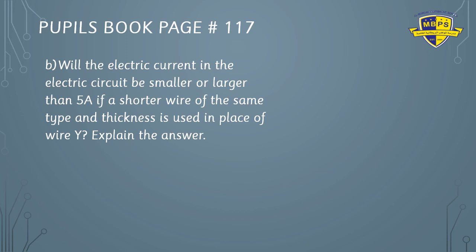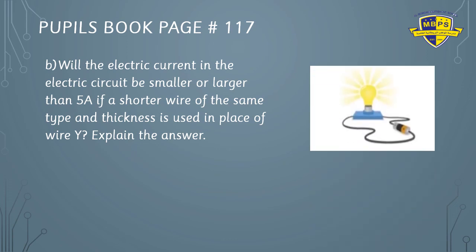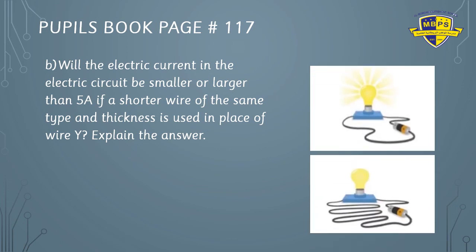Now I want you to continue with question number 2b. Will the electrical current in the electrical circuit be smaller or larger than 5 amperes if a shorter wire of the same type was used in place of wire Y? You know wire Y, it was having 5 amperes, right? It was a medium sized wire. What do you think if we have the same type of wire Y, but we're taking some different sizes? That means one is long and one is short, like this one. One is a short one and one is a long one. What difference do you see in both of them?